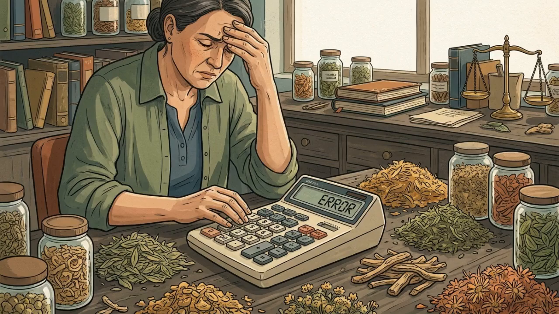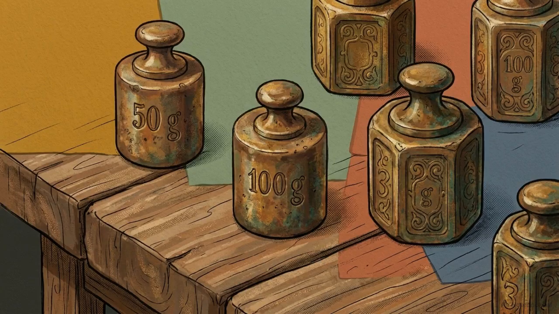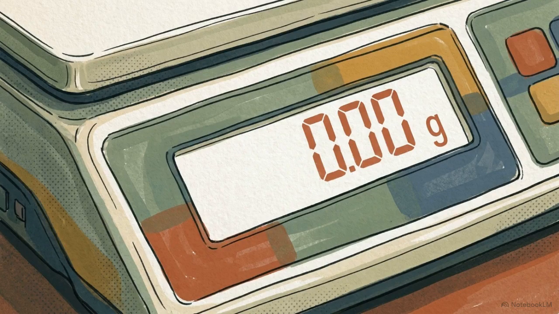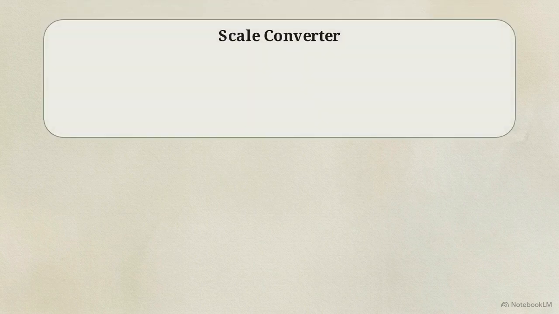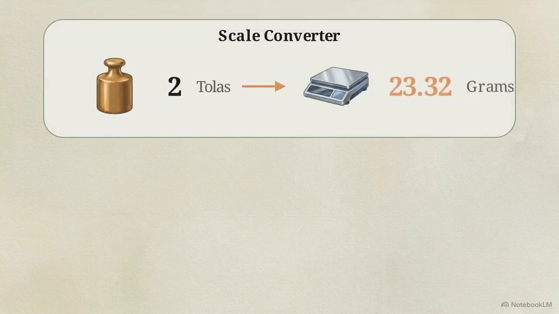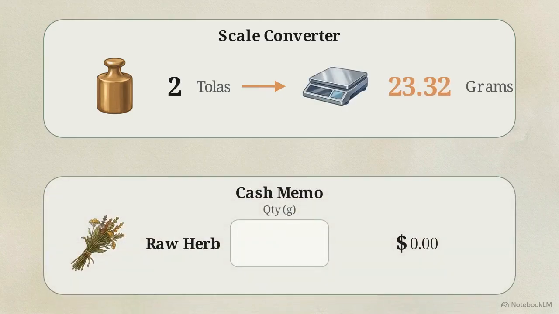A major friction point at the register is unit conversion. Raw herbs are often prescribed and sold using traditional weights like tolas and mashas, but modern retail billing requires standard metric grams. To resolve this, open the app's scale converter tool. Input a traditional unit, like 2 tolas, and the calculator instantly outputs the exact metric equivalent. Take that metric output and apply it directly into the digital cart to finalize the accurate retail pricing.